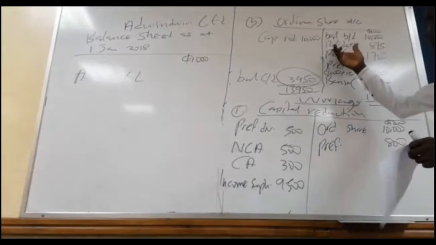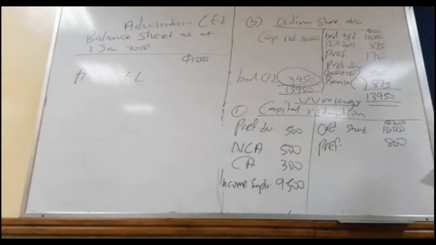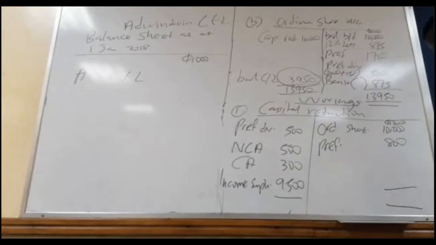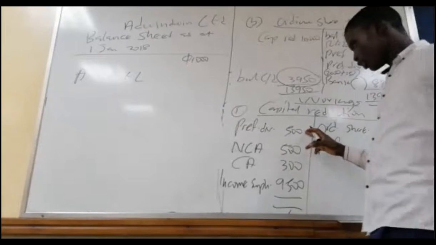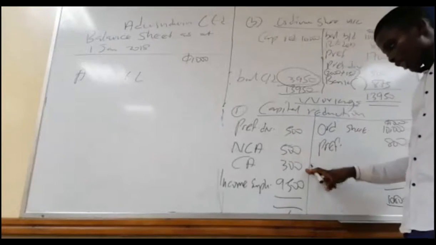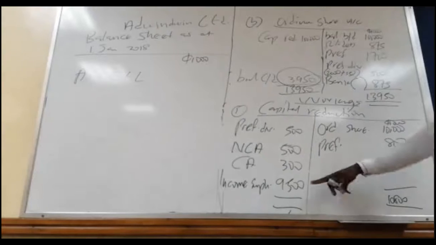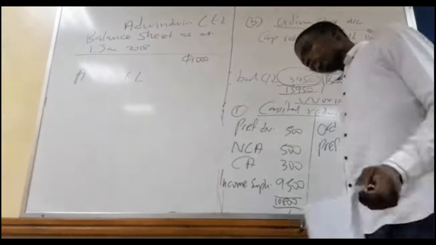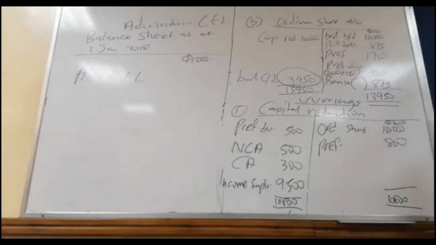Okay, so now let's balance all the accounts. Then we move on to the balance sheet. Now, with the capital reduction account, let's see whether it's a balance. It must be a self-balance account. So this 10,000 plus 800, making 10,800. This is 5,000 plus 3,300 plus 9,500, 10,800. It has balanced. That means our financial position balances.